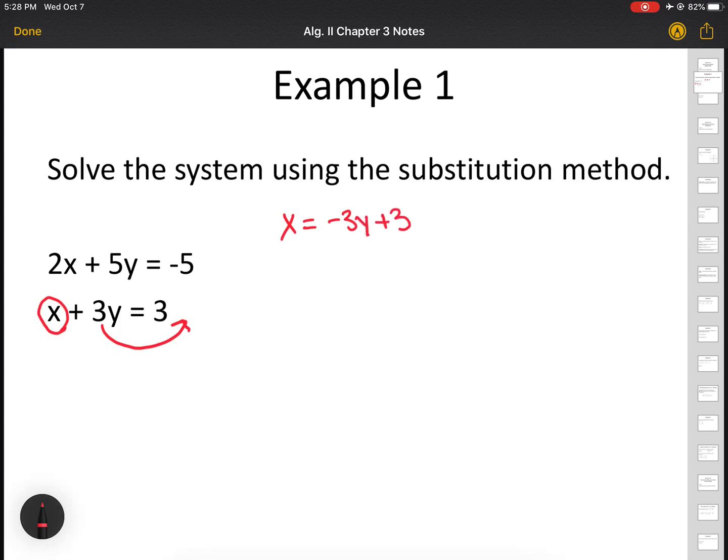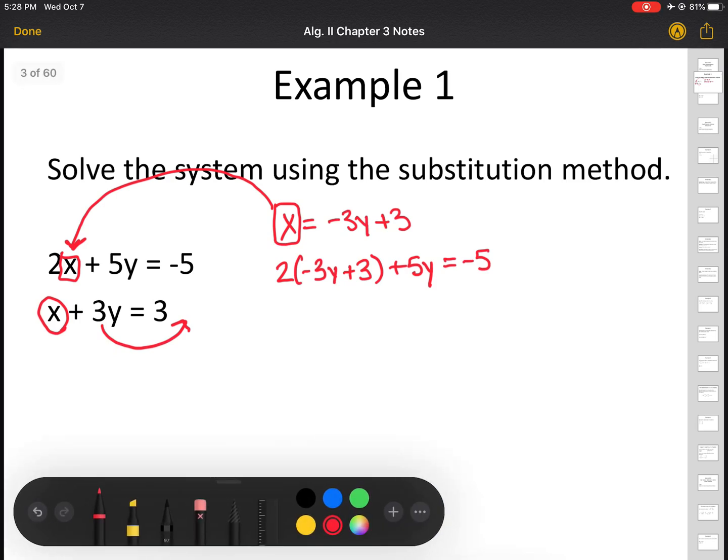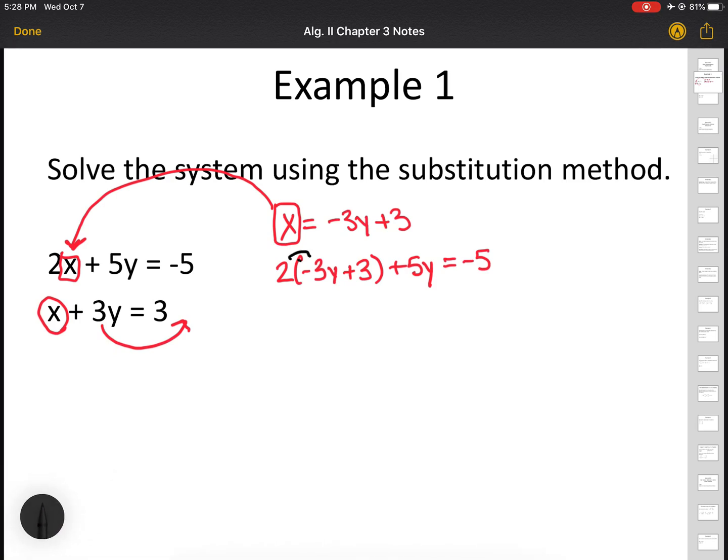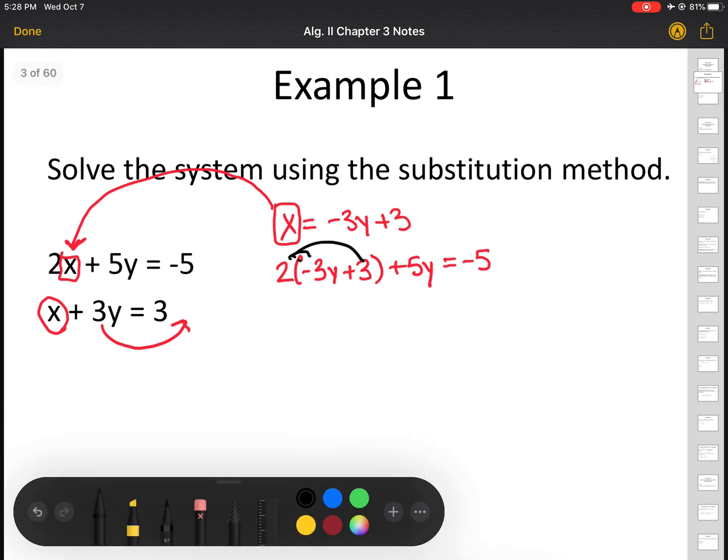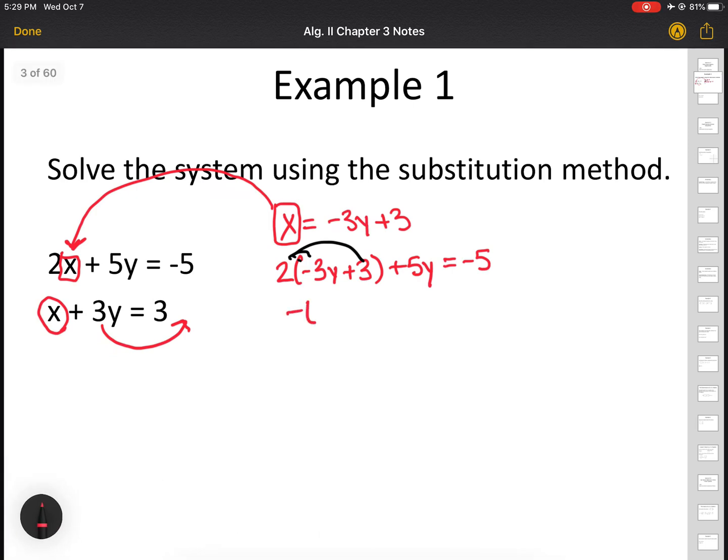Now that I have that x, what I could do is take that and substitute it back into the other equation for x. So I have 2 times x, but now we know that x is negative 3y plus 3. And then the rest of that linear equation was plus 5y equals negative 5. From here, what I want to do is distribute. So I'm going to distribute that 2 to the negative 3y and to the positive 3. So 2 times negative 3y is negative 6y, and 2 times 3 is 6.